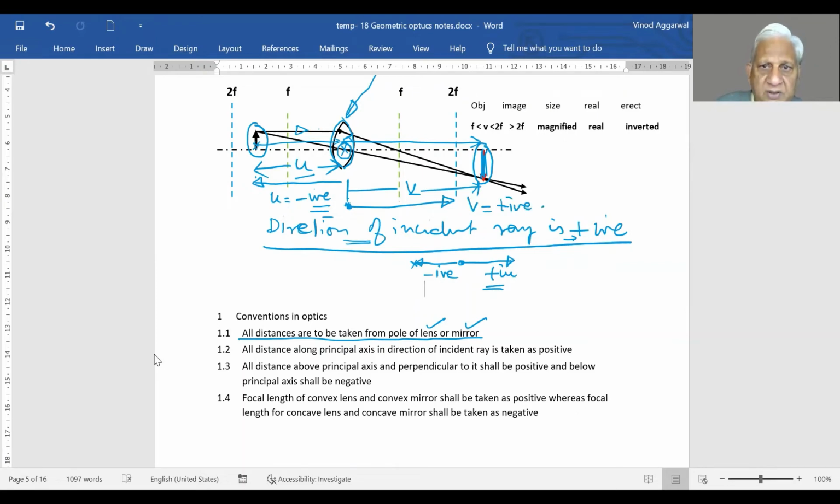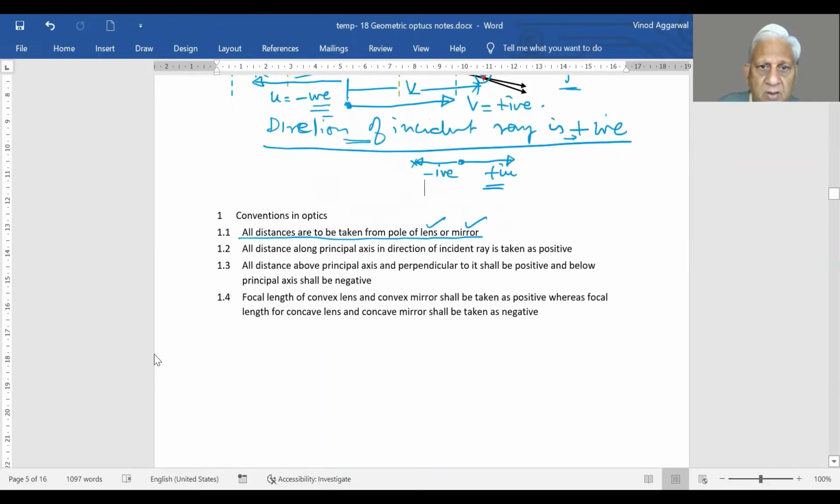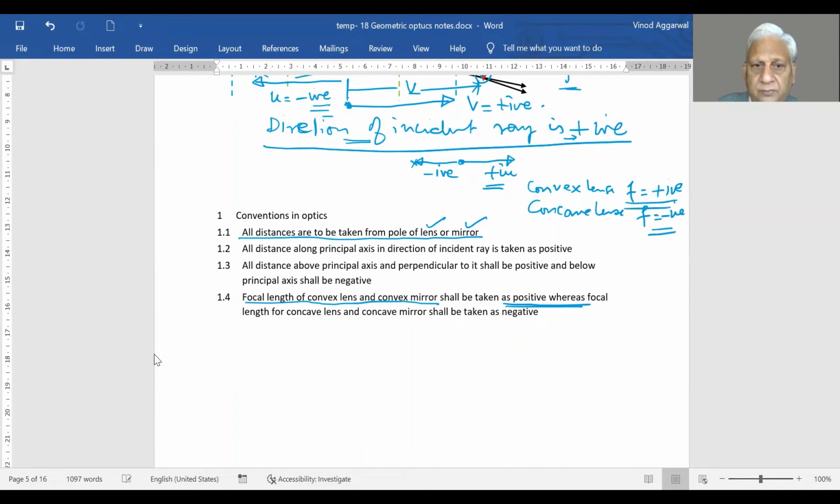Now what is left is F. Focal length of convex lens and convex mirror shall be taken as positive. If we talk about only lenses, for a convex lens, F is positive. For a concave lens, F is negative. This is the convention.